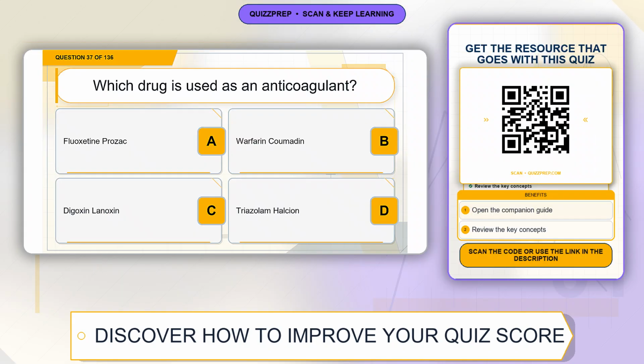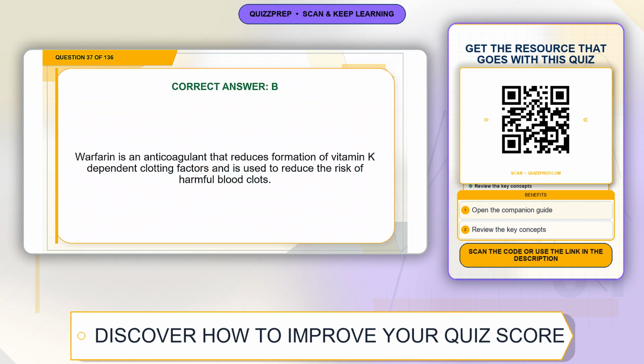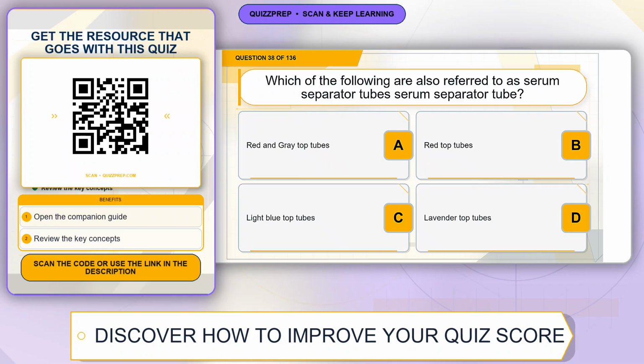Question 37. Which drug is used as an anticoagulant? Option A, fluoxetine Prozac. Option B, warfarin Coumadin. Option C, digoxin Lanoxin. Option D, triazolam Halcion. The correct answer is option B, warfarin Coumadin. Explanation: warfarin is an anticoagulant that reduces formation of vitamin K-dependent clotting factors and is used to reduce the risk of harmful blood clots.